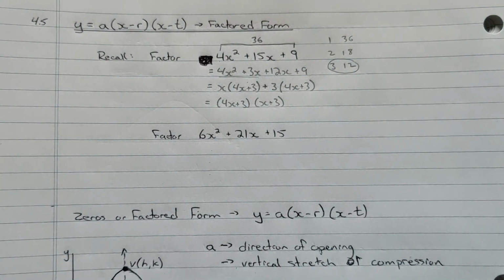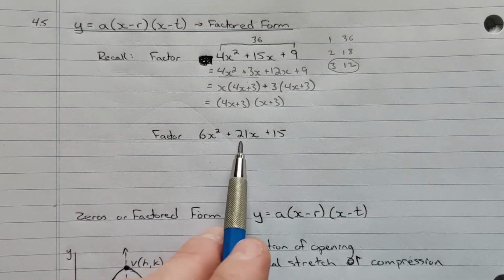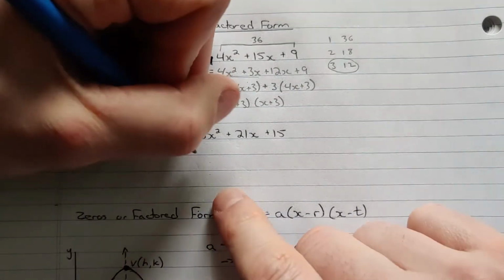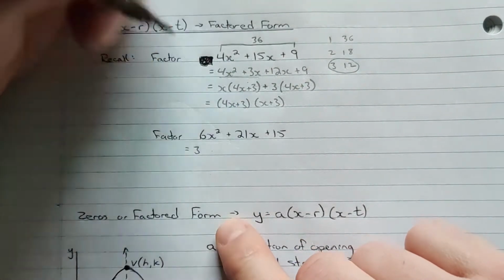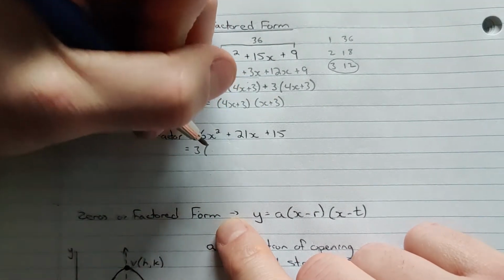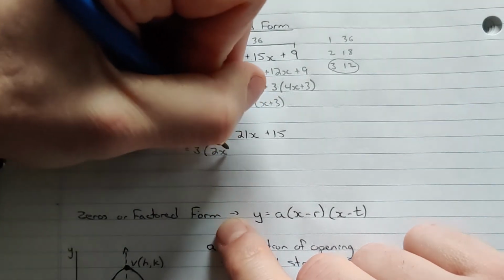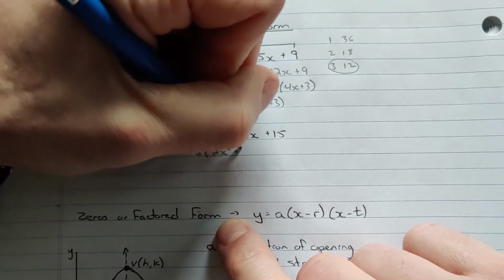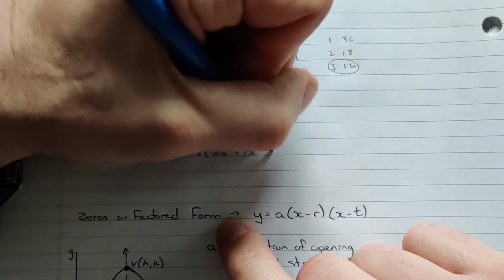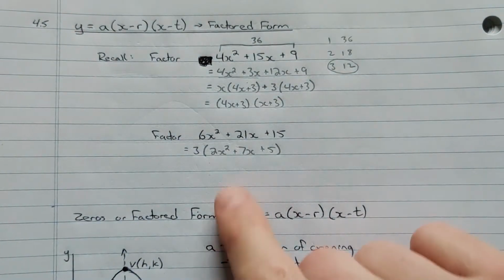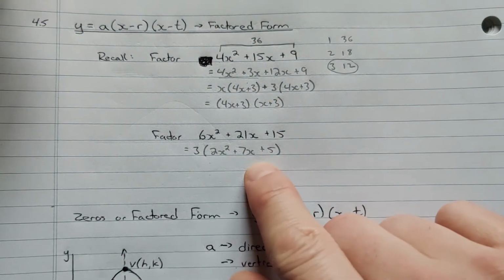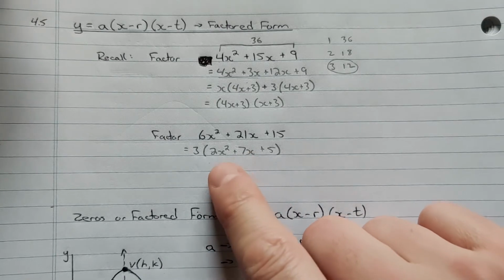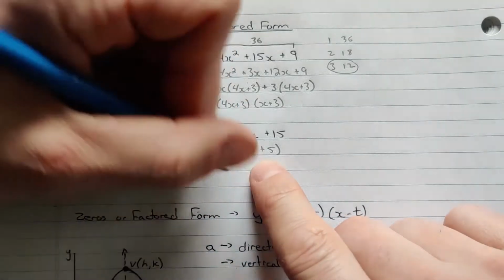In the next example, we have 6x squared plus 21x plus 15. All these numbers are multiples of 3. So we can actually common factor out a 3 from here and then be left with 2x squared plus 7x plus 5. Then we can factor this portion here out and get our final answer.